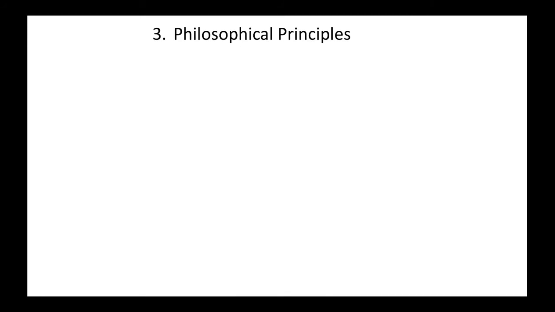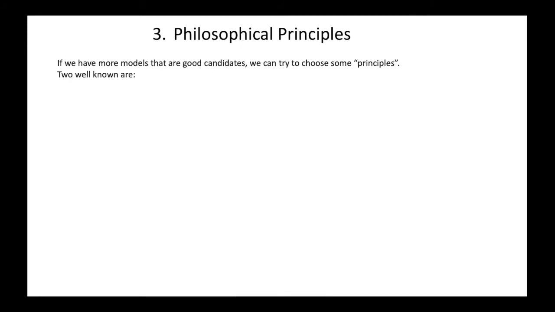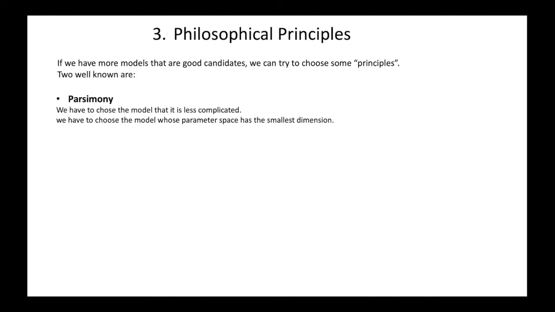Finally, if we have more parametric models that are good candidates, we can use some well-accepted principle to choose one of them. For example, if we have two candidate models and one of them depends on fewer parameters, then we should choose this one. Indeed, we don't want to add useless complexity to our model.